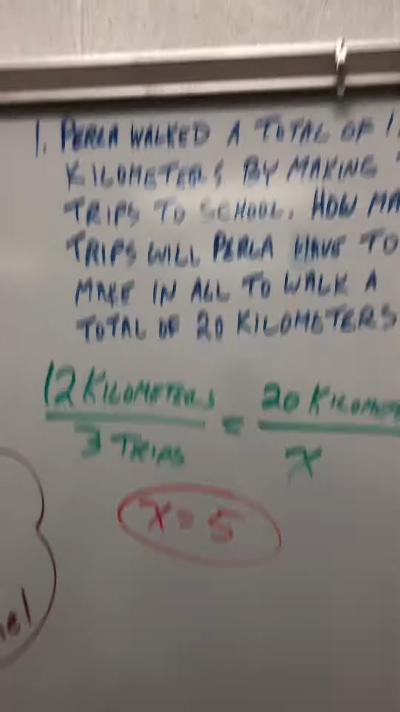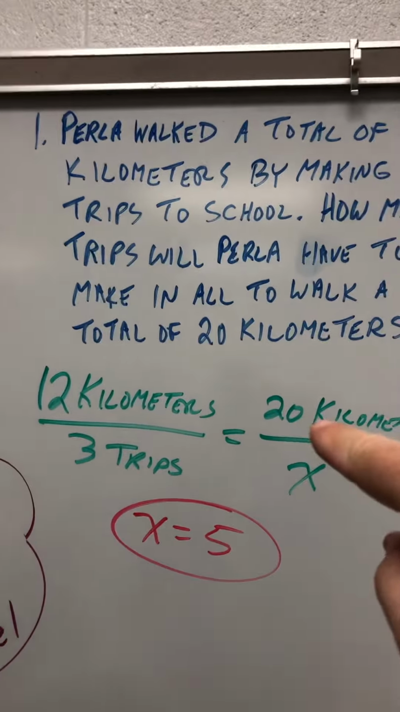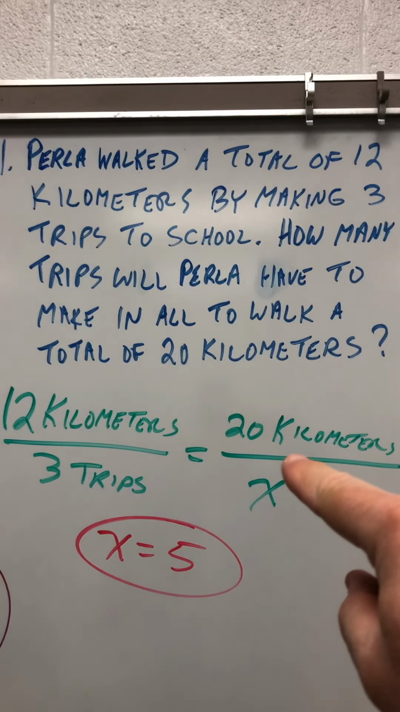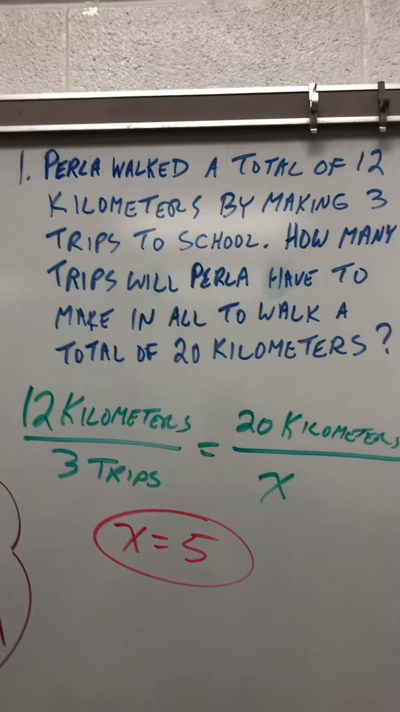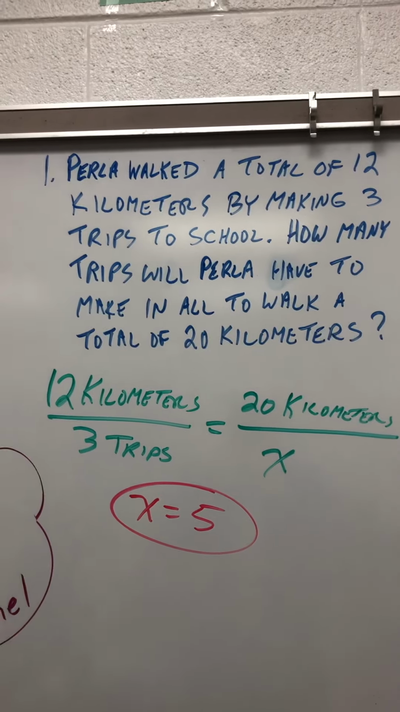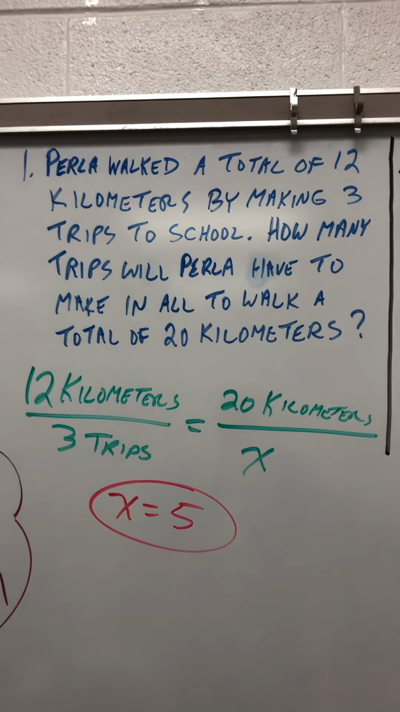So now you just cross multiply. 3 times 20 is 60. 60 divided by 12 is 5. There's your answer.